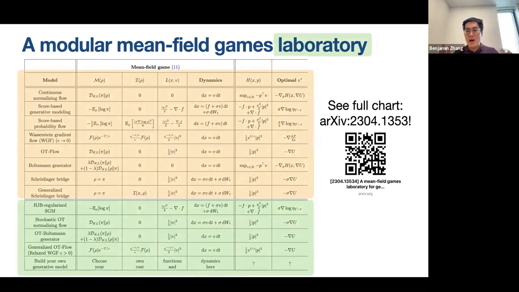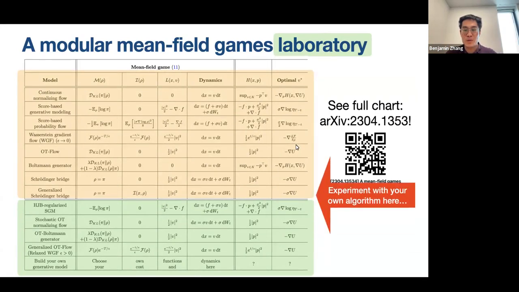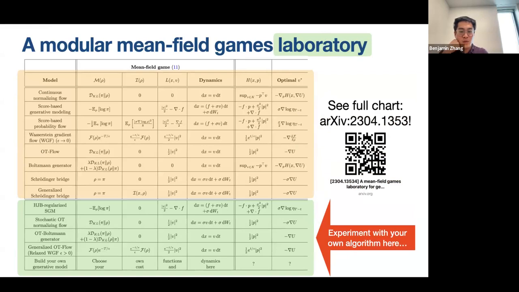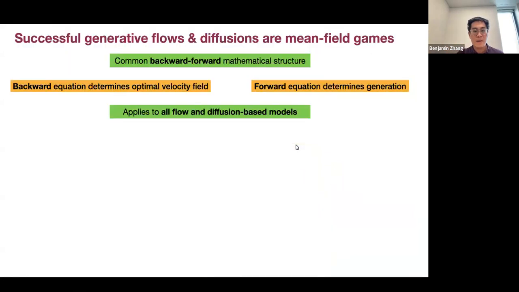Down here, we have some possible new ideas that people could pursue based on the playground, this laboratory that we set up. We present this as a laboratory because of this chart. You can experiment with your own algorithm here by choosing different types of cost functions. We're not saying that every formulation will lead to a good generative model. This is simply a nice little laboratory for you to experiment. Some may be good, some may be bad, but it requires experimentation within this laboratory. Okay, so I'll just leave you with this.